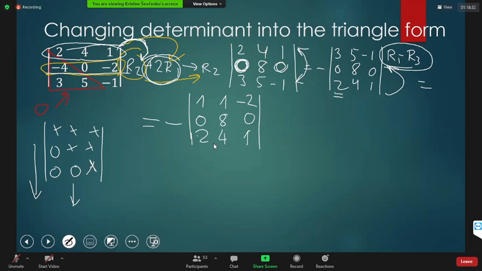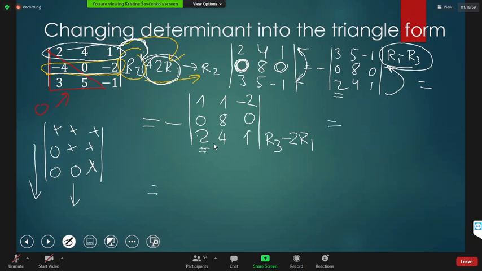Why is this good? Why is this better than previous? Because now I can take 1 and make 0 there. So in fact, I will take row 3 and minus 2 row 1. I will multiply the first row by minus 2 because I want the number opposite to 2. I want to make 0 there.